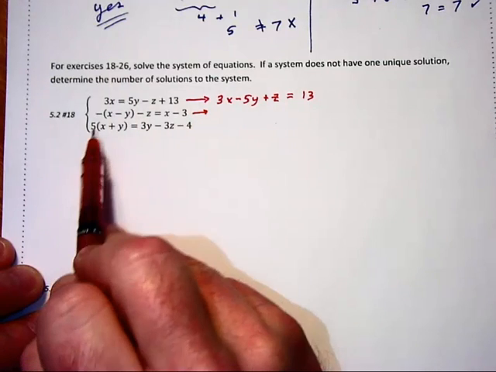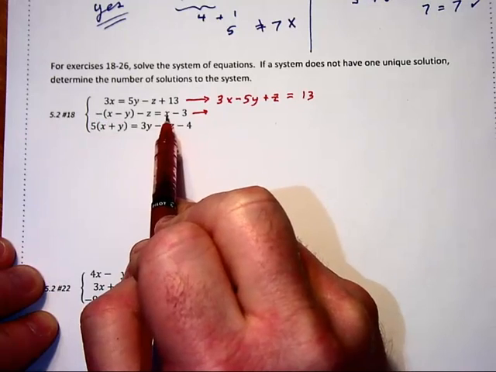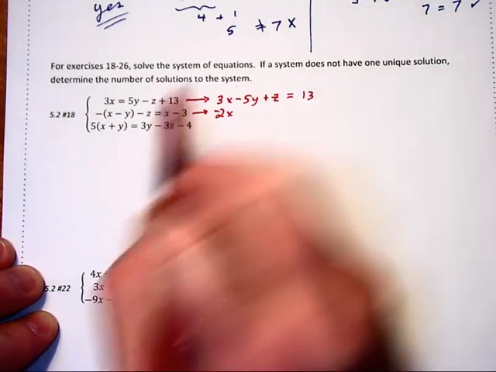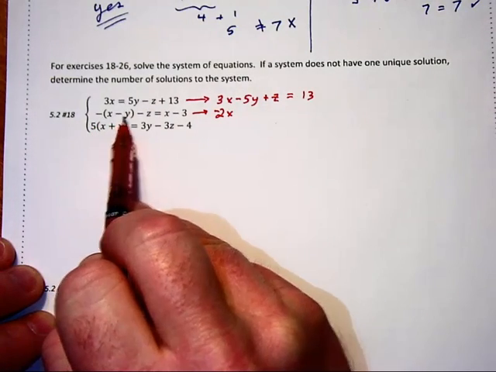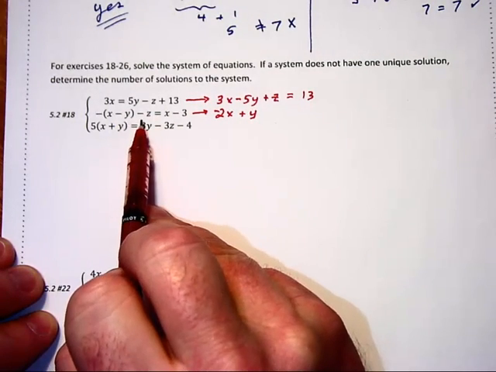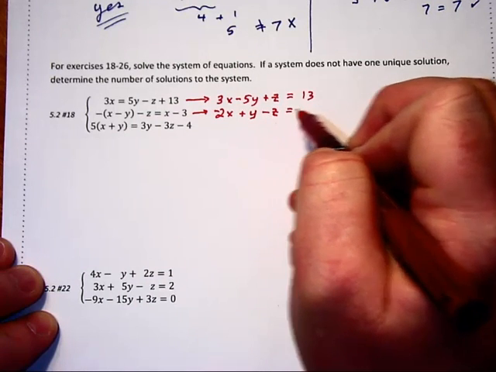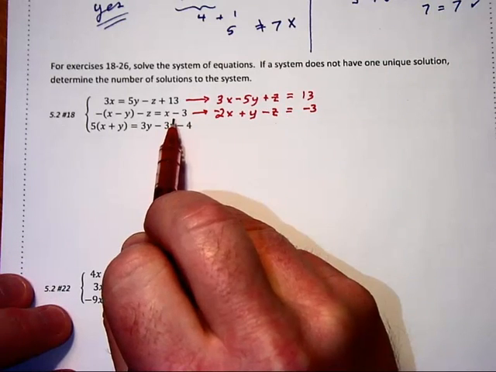Moving to the second equation, we have a negative x once we do the distribution, and we're going to bring this other x over to the left, giving us negative 2x. This negative distributes to the negative out in front, so we have 1y and no more else there, so plus y. We have a minus z on the left, equals negative 3 on the right, which just stays over there on the right.